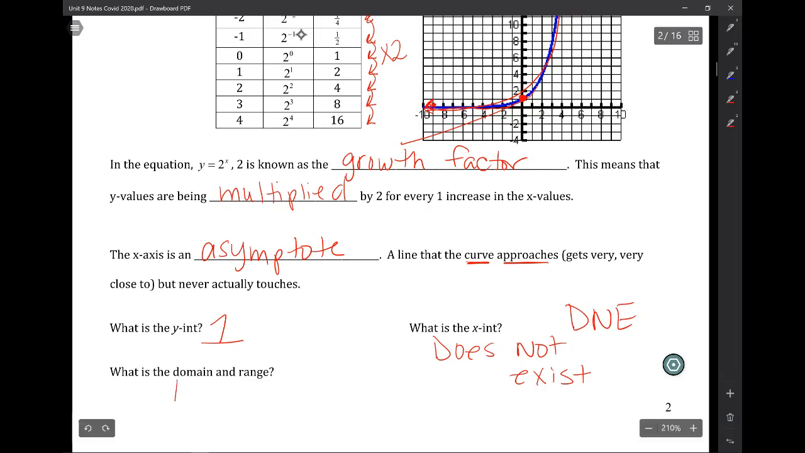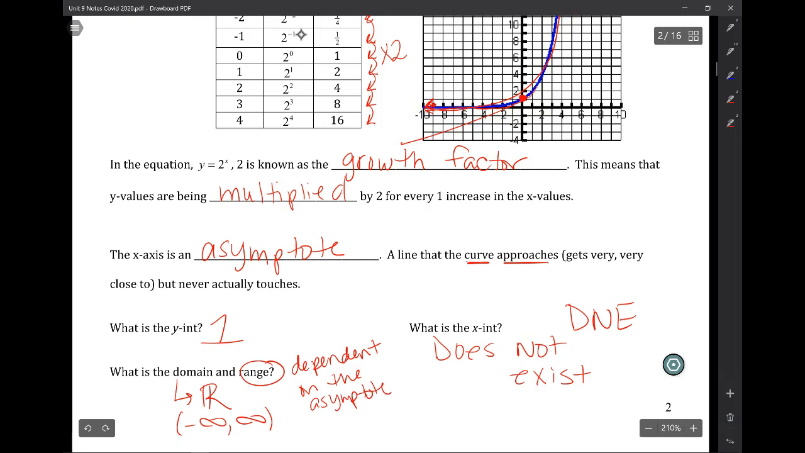Well, domain's easy to remember because domain is going to be all reals, or if you'd prefer writing negative infinity to infinity, that's fine too. It's going to go to the left forever and to the right forever. But your range, okay, the range is dependent on the asymptote.